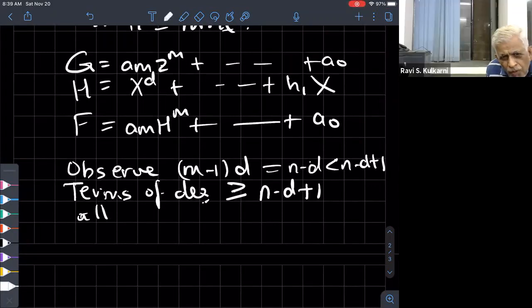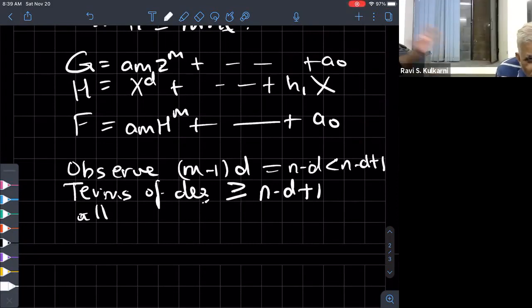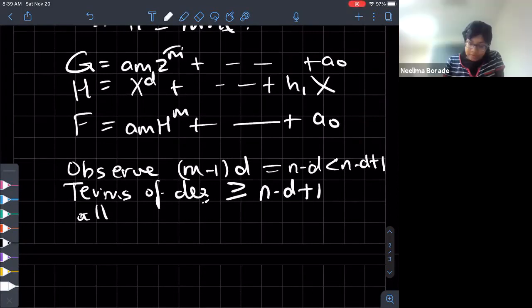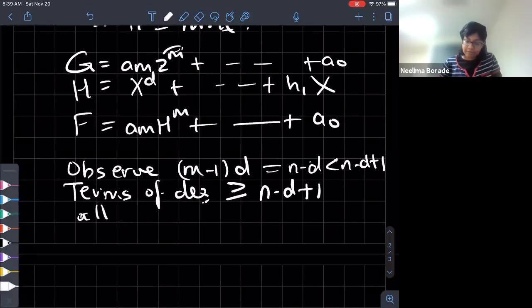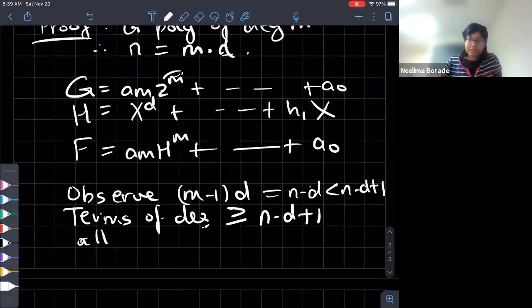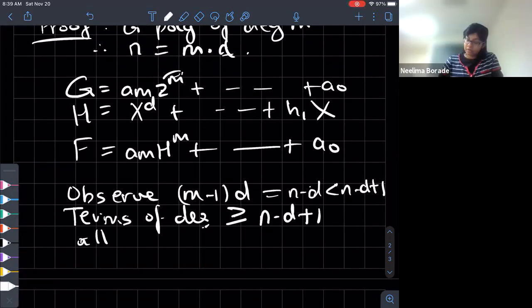Sorry, was there a question? M over d? What is the question? No, g is of degree capital M. Yes. And h is of degree d. Correct. And we are writing, f is another polynomial. Okay. Yes, f is equal to g composed with h. So it's another polynomial of degree M. I see. No. Okay. Go ahead. Okay.